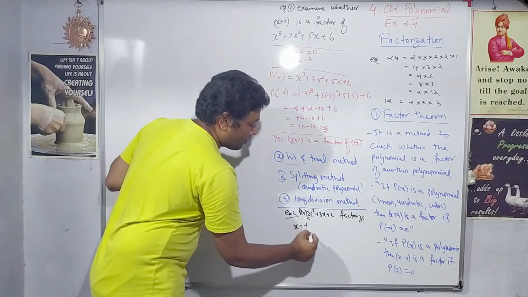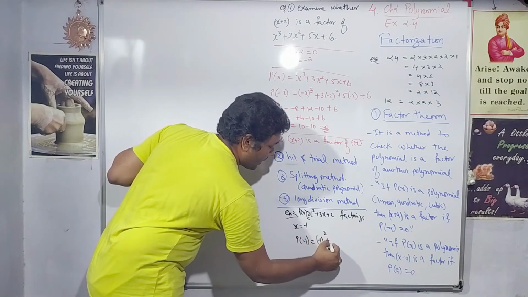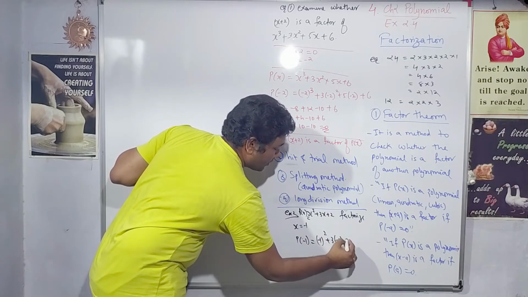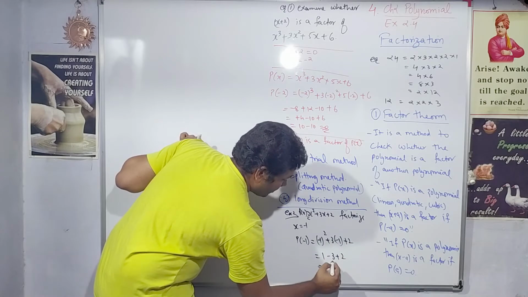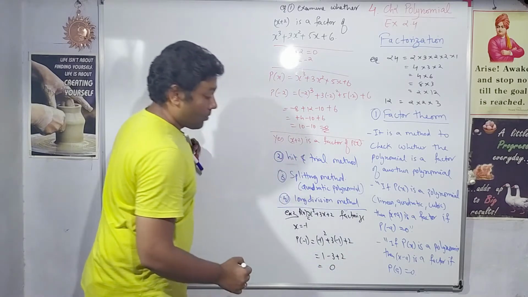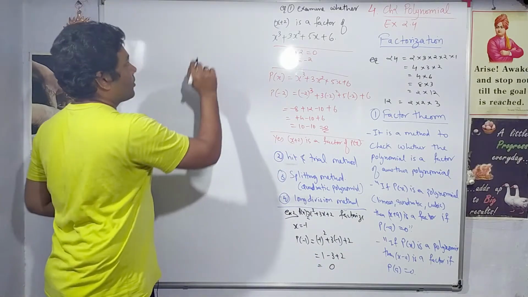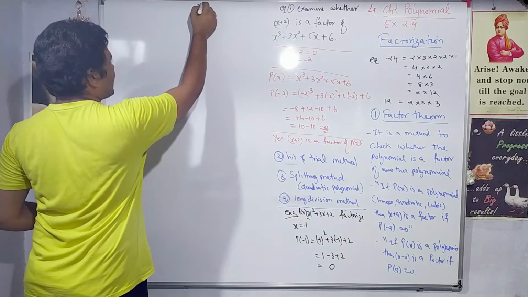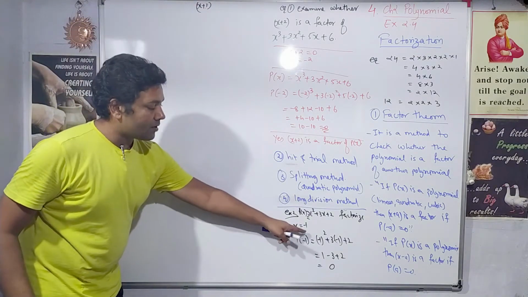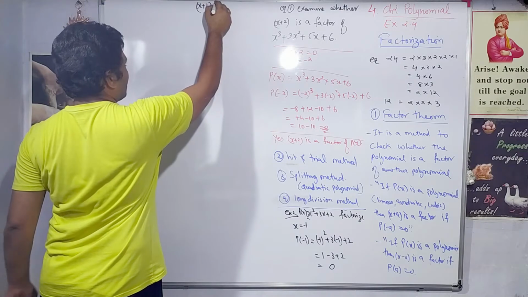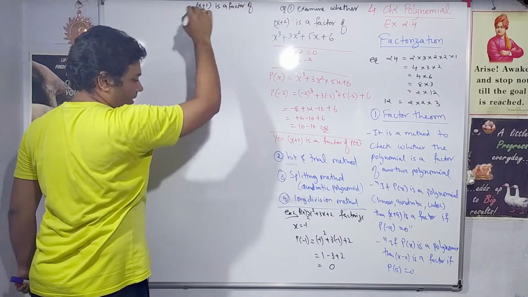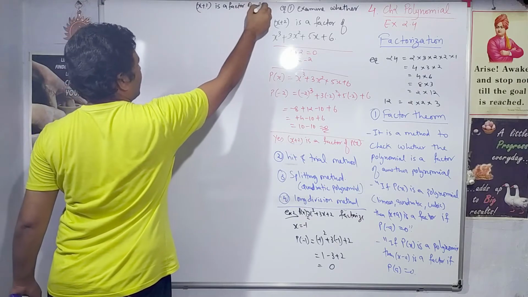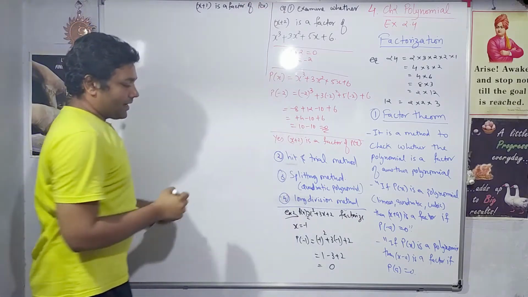So let me put minus 1 square plus 3 into minus 1 plus 2. What do I get? 1 minus 3 plus 2, which is 0. Oh, I got 0. Yes. So what does it mean? It means that x plus 1, if you shift minus 1 to the left hand side, is a factor of p of x, the polynomial, right?